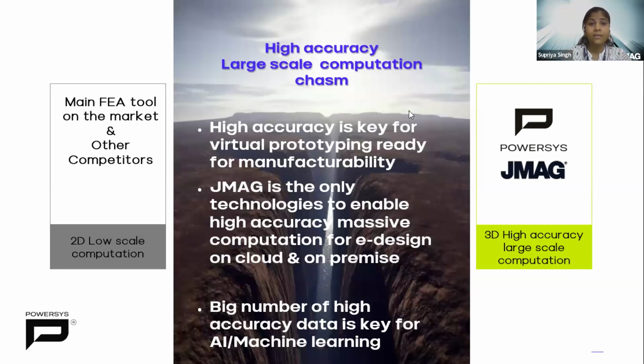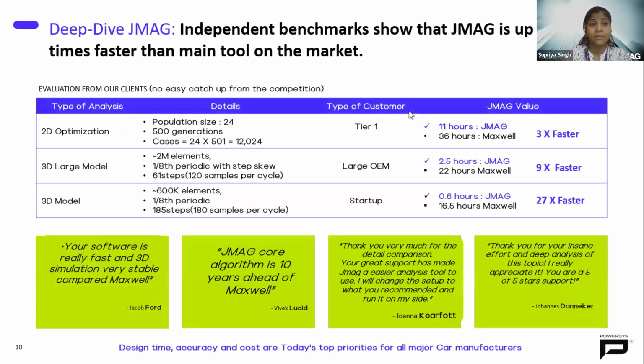We are a high accuracy platform with large scale computation, mainly 2D for low computation and 3D for high accuracy. JMAG is the only technology to enable high accuracy, massive computation for e-design on cloud and on premise. A big number of high accuracy data is key for AI and machine learning. Compared to other competitors, we have an FEM tool where you can do the mesh calculation and the HPC calculations. Coming to the deep dive into the independent benchmarks that have been done, it is 27 times faster than the main tool on the market.